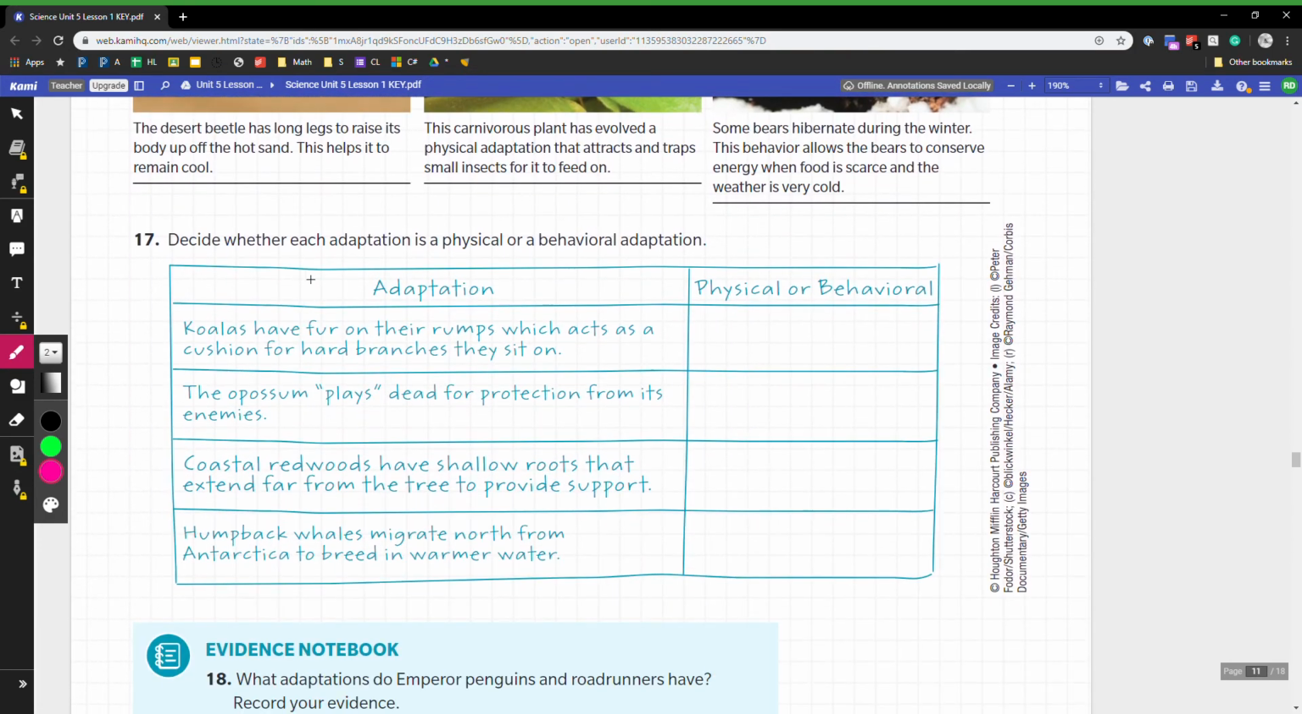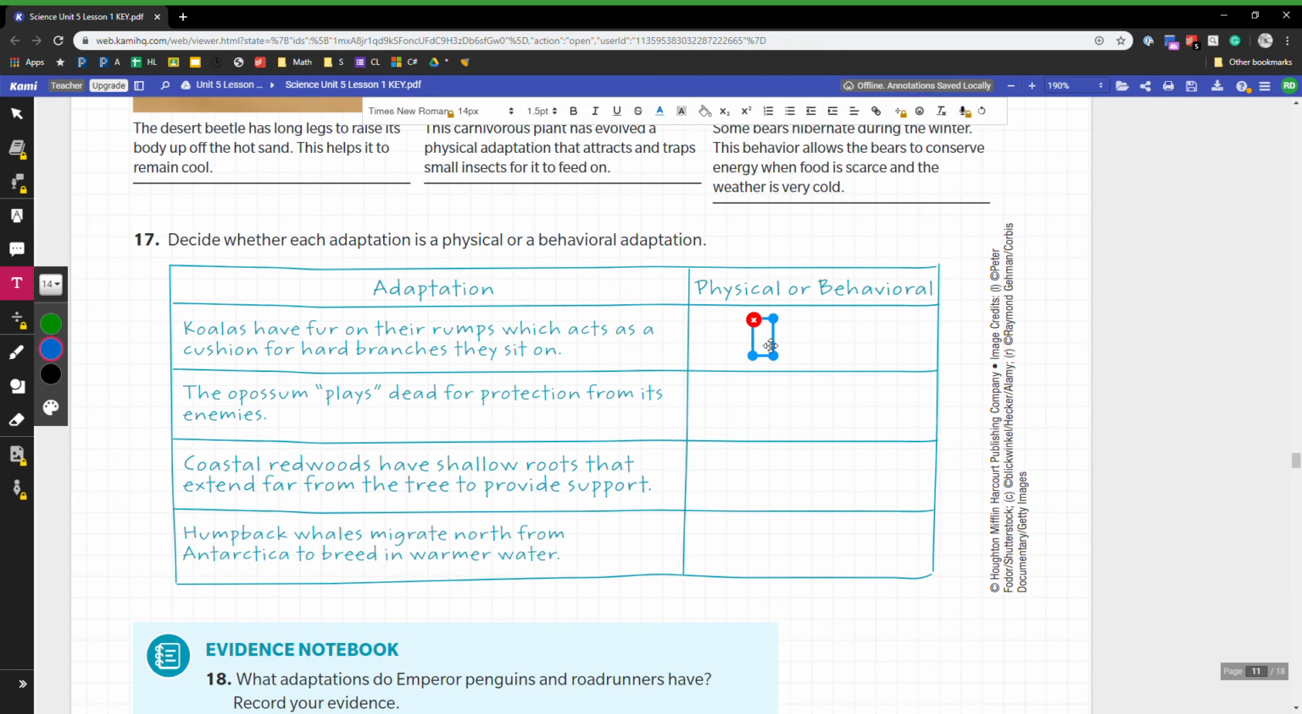So down here it says determine whether each adaptation is physical or behavioral. So koalas have fur on their rumps. Okay, this is physical. I don't even have to keep reading because it's talking about fur on them. That's not a behavioral thing. That's something physically about them.